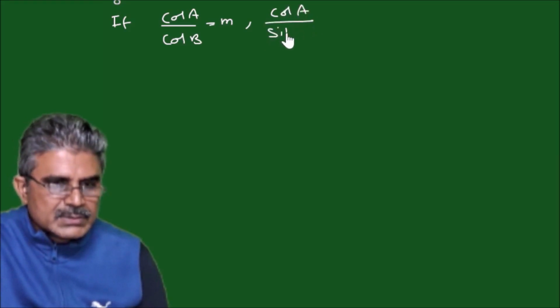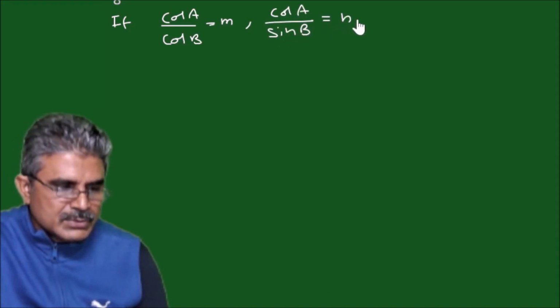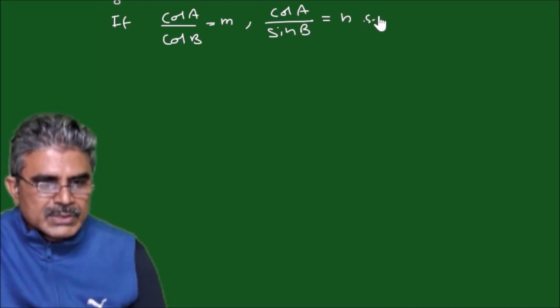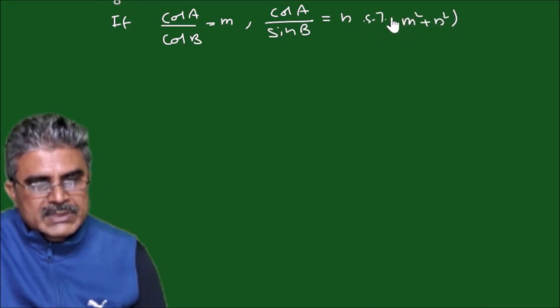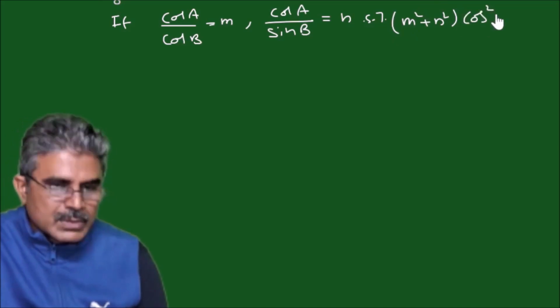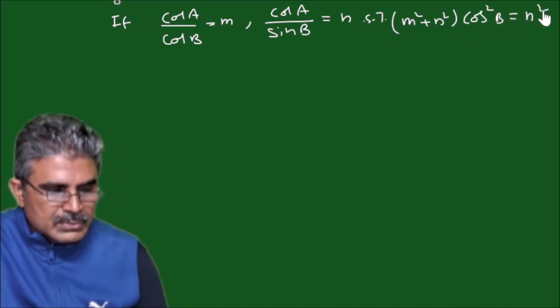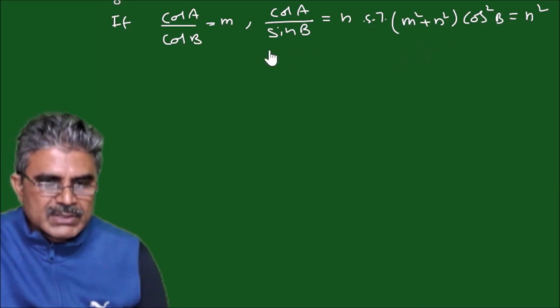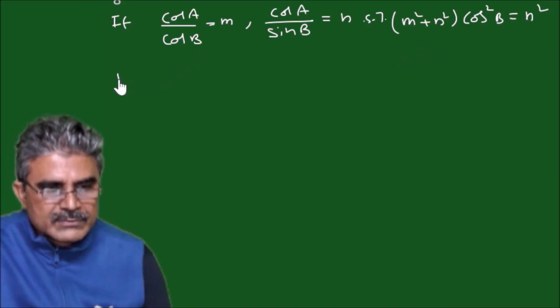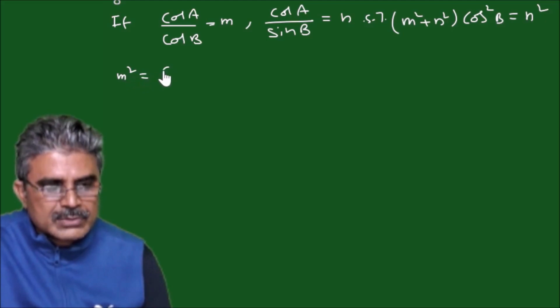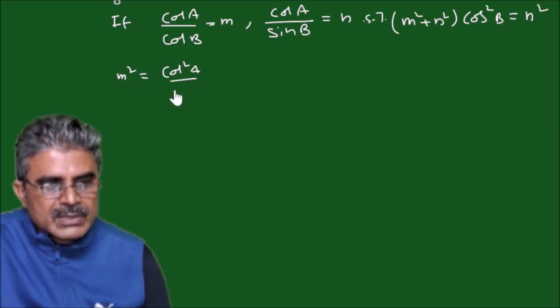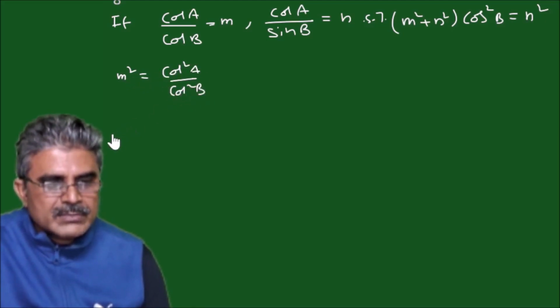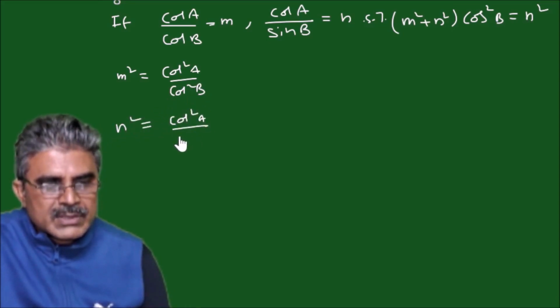Our next question is, if cos a by cos b is equal to m and cos a by sin b is equal to n, show that m square plus n square into cos square b is equal to n square. Anyway, we are dealing with n square terms and m square terms, so first find out that m square is equal to cos square a by cos square b, and n square is equal to cos square a by sin square b.